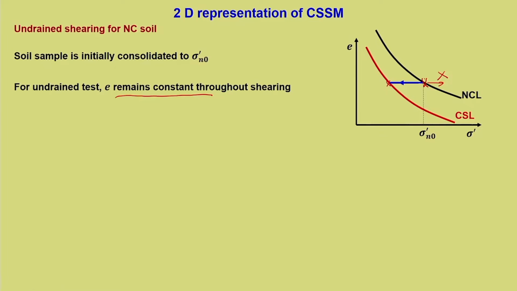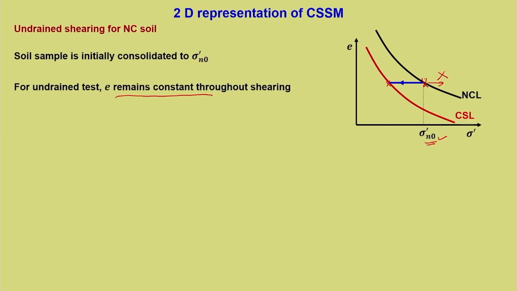Now, here you can see in comparison to the previous slide, the starting point and the end point is different. In the earlier case, sigma n naught dash equal to sigma n naught, whatever is the starting point, that remains same because E was changing.